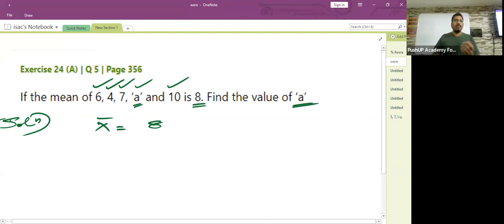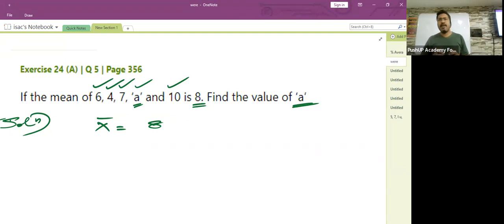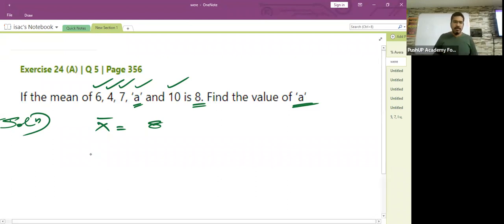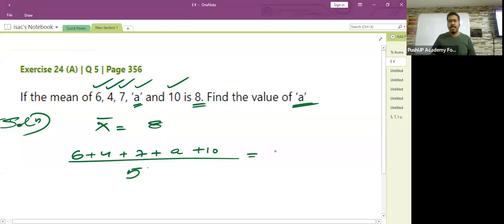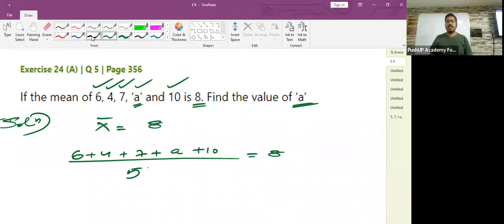Now you all know the technique to find the arithmetic mean, isn't it? It's always the sum of all the observations divided by the number of observations. How many observations are there? 1, 2, 3, 4, 5 observations, isn't it? That means if you had taken the sum of 6, 4, 7, A, and 10 and divided by the number of observations, you would have been getting 8. So children, we just need to solve this equation to get the answer.